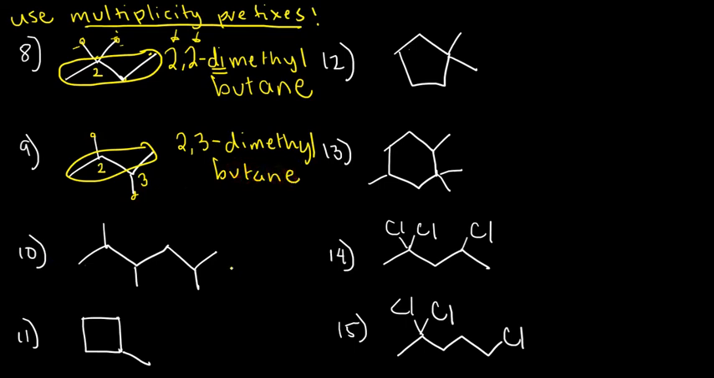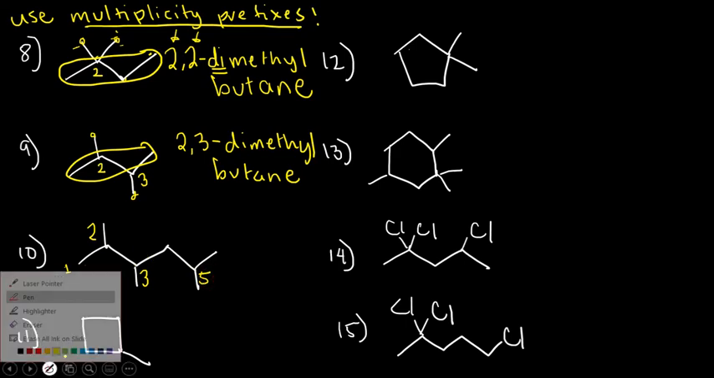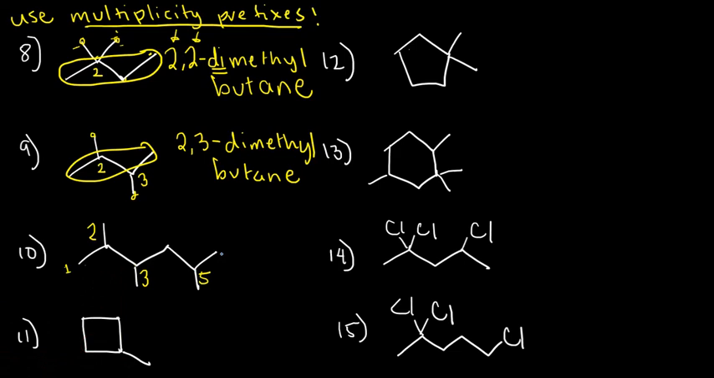And in 10, this is interesting. If I start at the left, let's say this is number 1, this methyl here would be at 2, this would be at 3, and this would be at 5, right? 1, 2, 3, 4, 5. Now, if I start at the right, this methyl will be at 2, this is 3, this would be at 4, and this would be at 5.